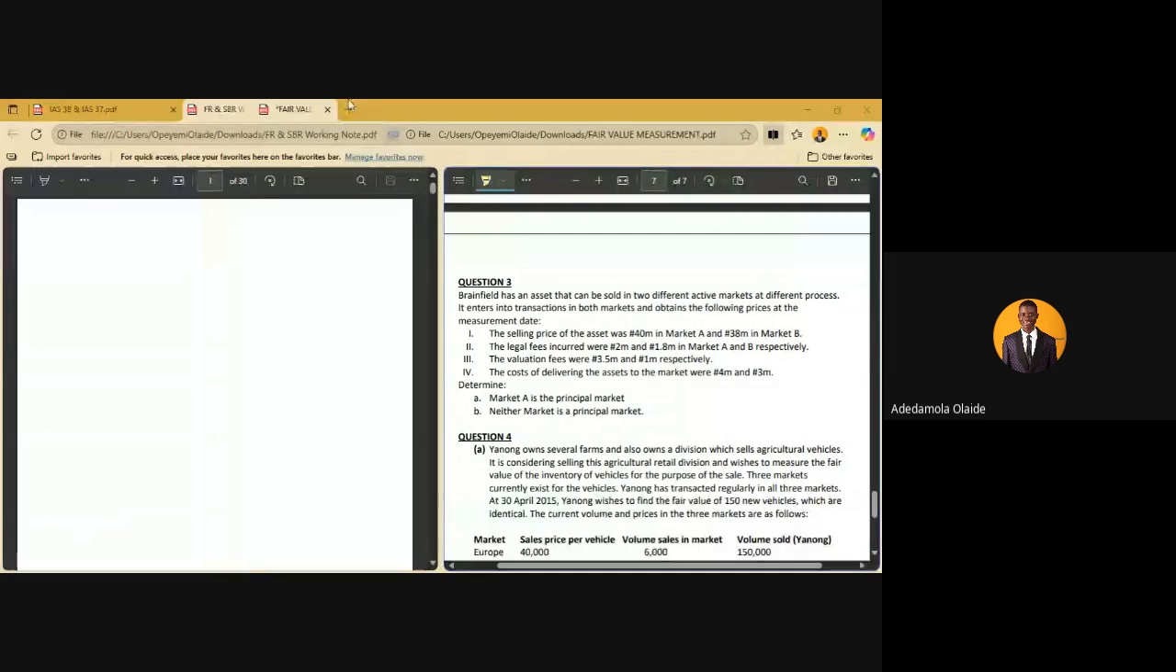Okay. Thank you. So in this question, we've been given information about an asset that Brainfield want to sell, and they've given us information about the market. We are now to determine the fair value, if market A is the principal market. What do we have?